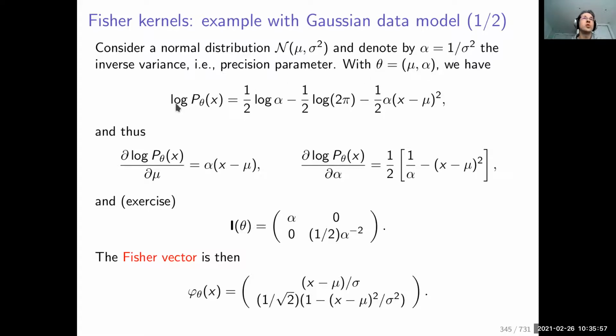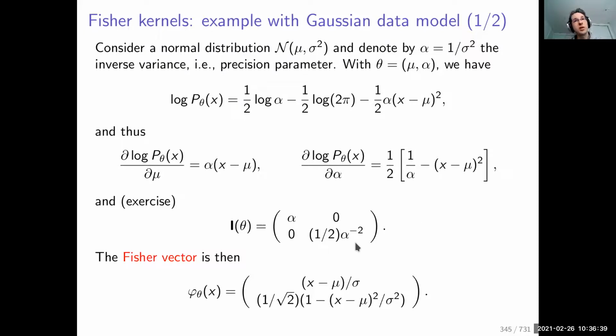And it's easy to compute the log probability of a new data point x, which is simply this formula, given by 1/2 of the log of alpha minus a constant term minus 1/2 of alpha times (x minus mu) squared. After we do that, we can simply compute the derivative of this with respect to mu, and we get alpha times (x minus mu). We can also compute the derivative with respect to alpha, so we get 1/2 of (1 over alpha minus (x minus mu) squared).